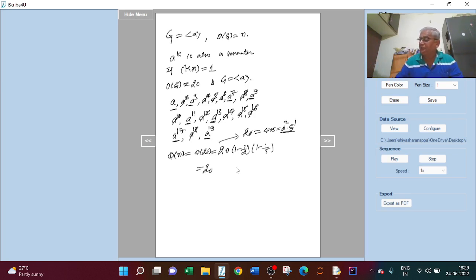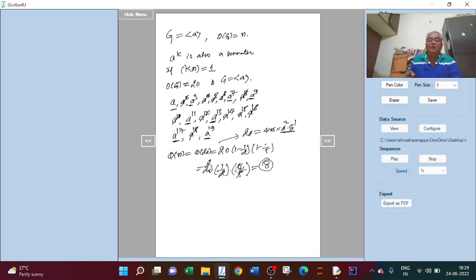This is equal to 20 into (1 minus 1 by 2, which is 1 by 2) into (1 minus 1 by 5, which is 4 by 5). Okay, so 5 into 5 into 10, 10 into 2 is 20. That is, finally we are getting 4 into 2 is equal to 8. So the phi function is equal to the number of generators.